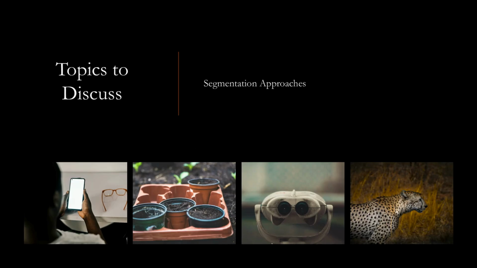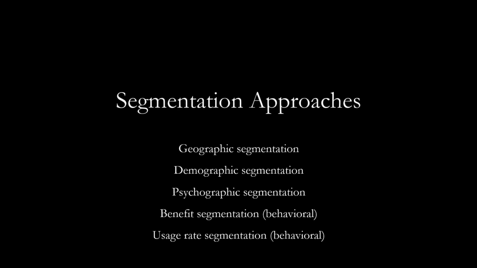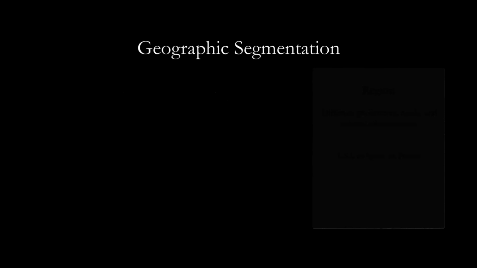Marketers use segmentation approaches and variables, which are characteristics of individuals, groups, or organizations, to divide a total market into segments. We have 5 different types of approaches that we'll discuss: geographic segmentation, demographic segmentation, psychographic segmentation, benefit segmentation, and usage rate segmentation. The first approach is geographic.